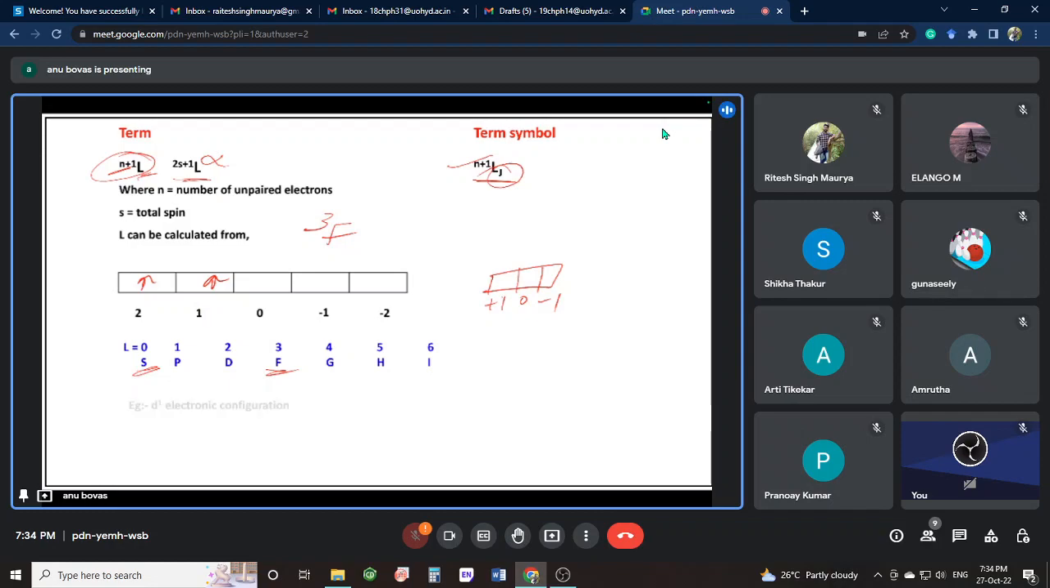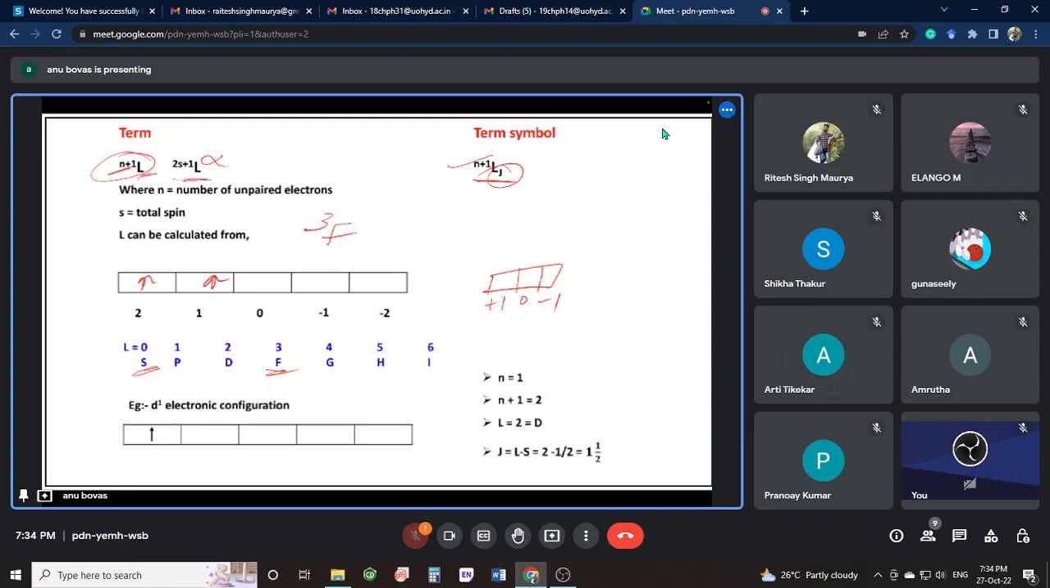Okay, so this is how to find n plus 1, L, J, which we can calculate very easily. Let us take an example of the d1 electronic configuration. So d1 electronic configuration means, what is n here? n is the number of unpaired electrons. So what is n here? 1. Correct. So the superscript will be n plus 1, which equals 2. Okay. Now what is the value of L here?